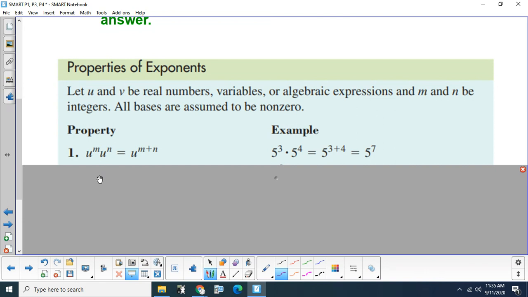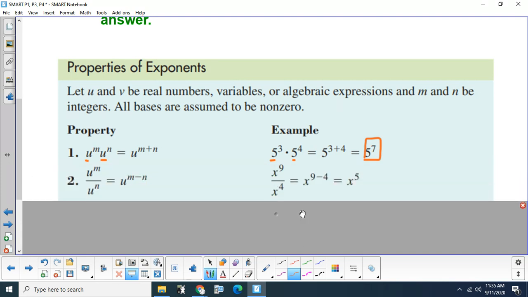Now, with these properties, it's really important that you note that the bases must be the same in order to do the operation with the exponents. So in this first property, the product property, it says that if the bases are the same, you can add the exponents and have a simplified answer. In our example, 5 is the base. It is the same. So they took 3 plus 4 is 7, so this could be simplified to 5 to the 7th.